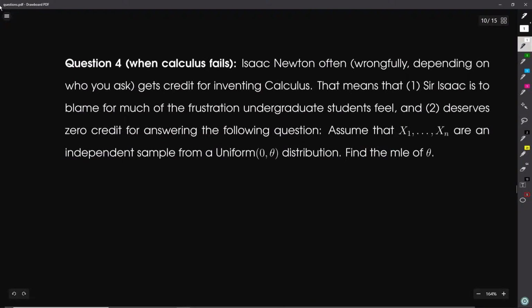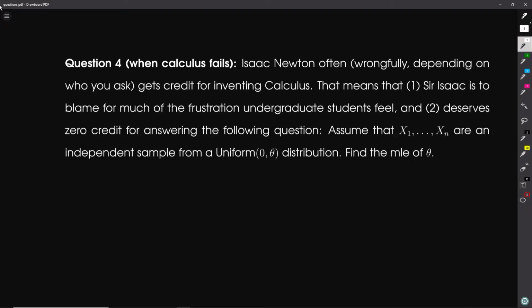Okay, so taking a look at question 4 here. Question 4 comes with a little bit of a story that I wrote. We often say that Isaac Newton gets credit for inventing calculus, though some people are definitely going to be angry that I said that. That means that Isaac Newton is to blame for much of the frustration that you're going to face throughout your undergraduate studies, and he also will deserve 0 credit for answering the following question.